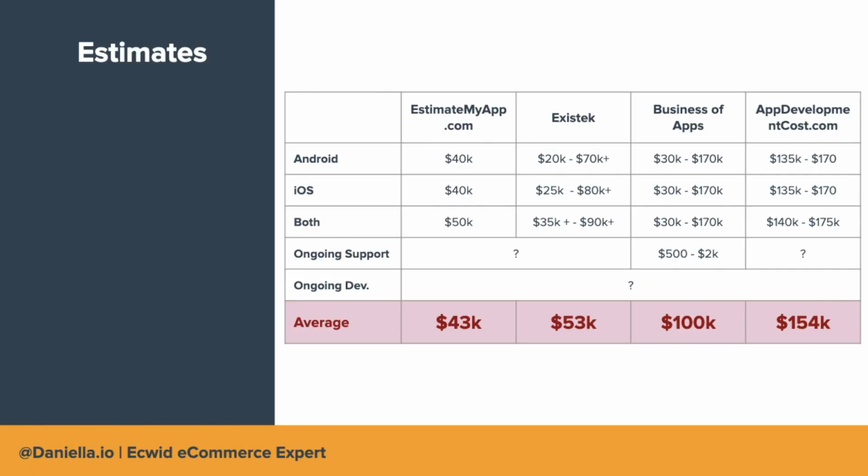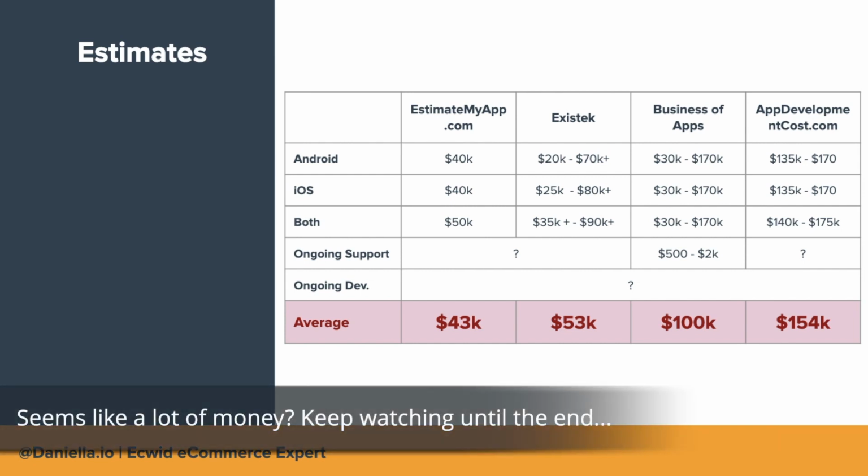So according to estimatemyapp.com, the average cost is about $43,000 for a custom e-commerce app. ExisTech, about $53,000. Business of Apps, $100K. And then appdevelopmentcost.com, I got an average of $154,000. Now I put the prices per platform, if it's both.